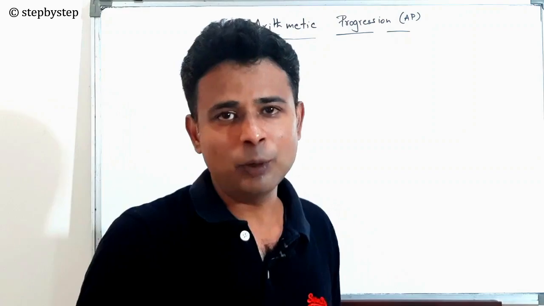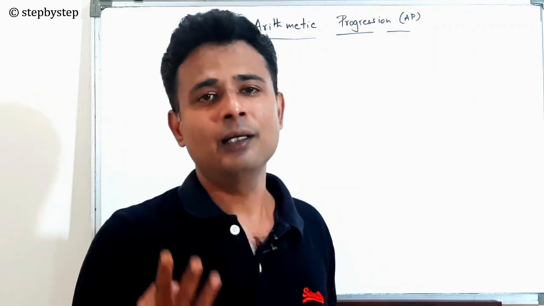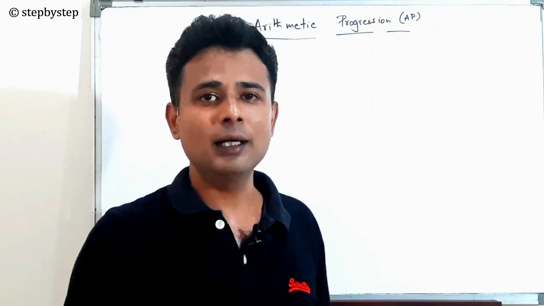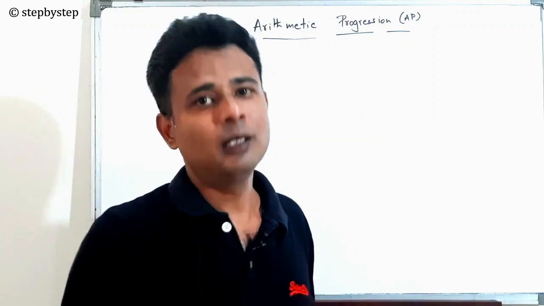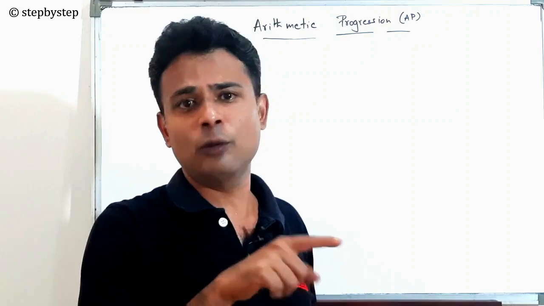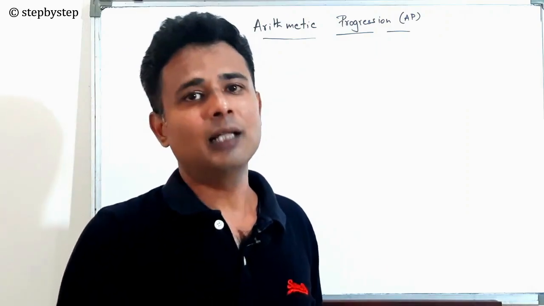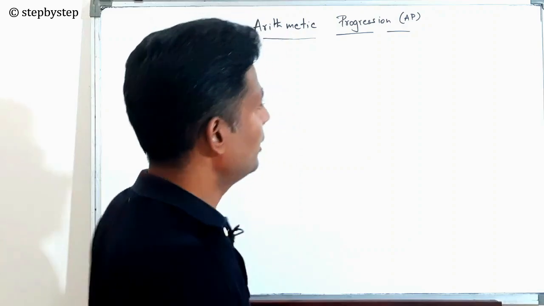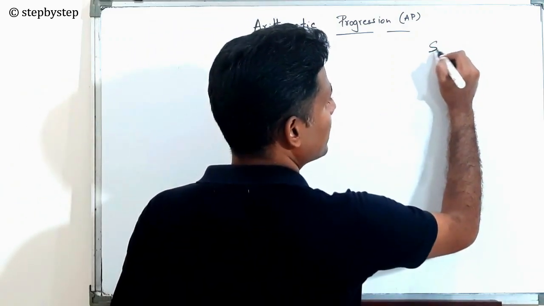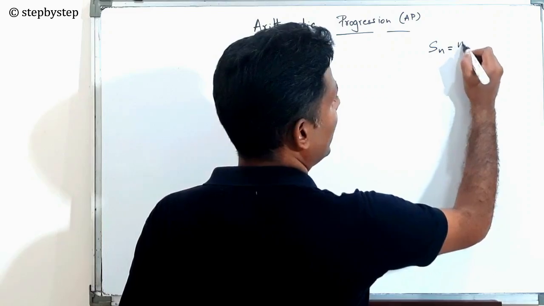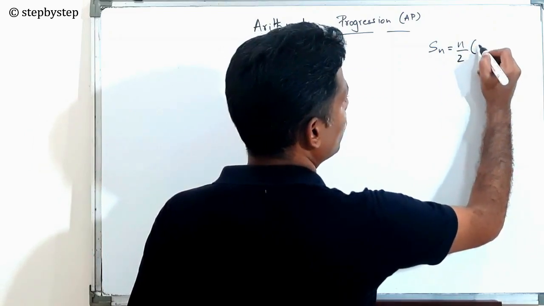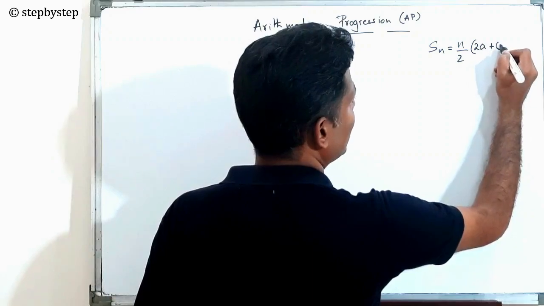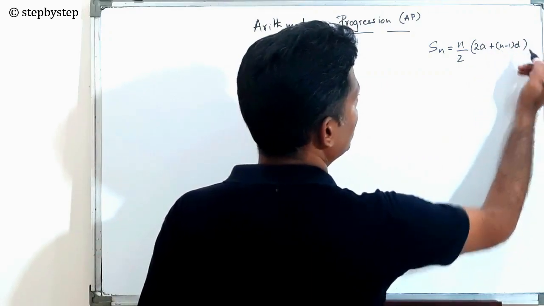If you remember from the first module, I told you there are only three equations, or three formulas, that you need to learn in AP. First was a_n equals a plus (n minus 1) into d. Now the other two formulas you learn in this module. What are the other two formulas? S_n equals n by 2 into (2a plus (n minus 1) into d).